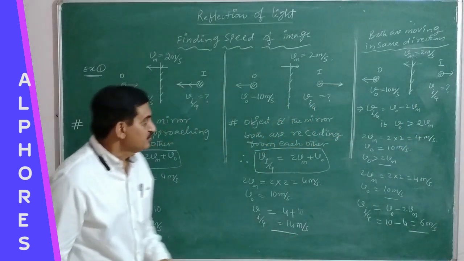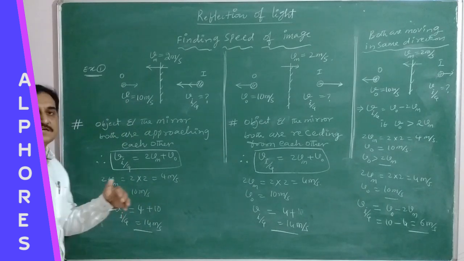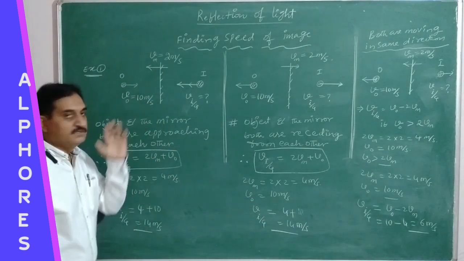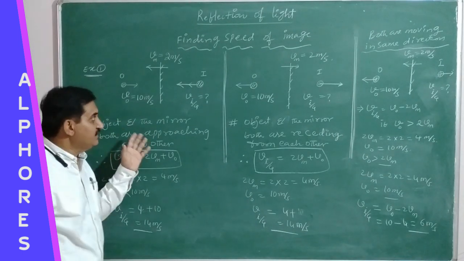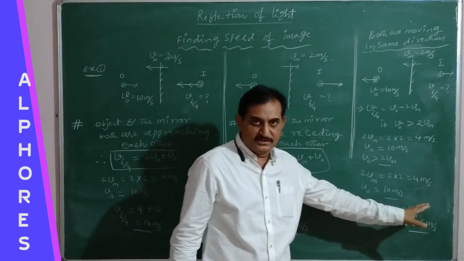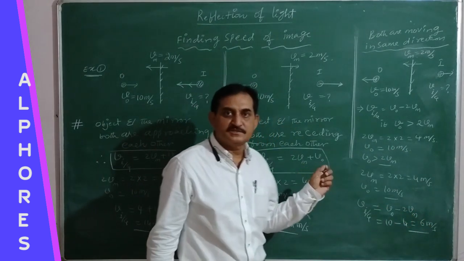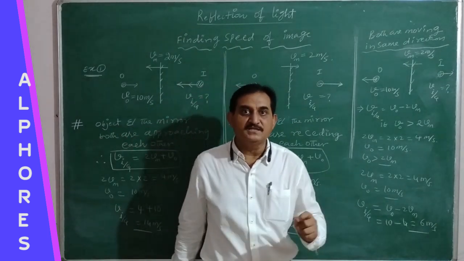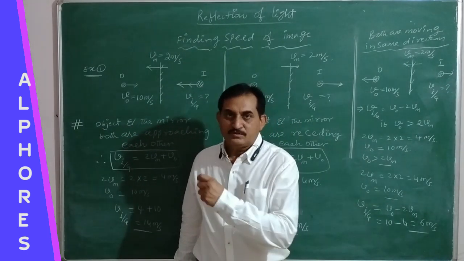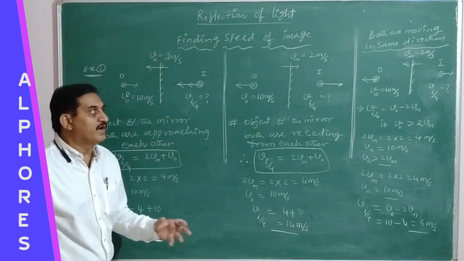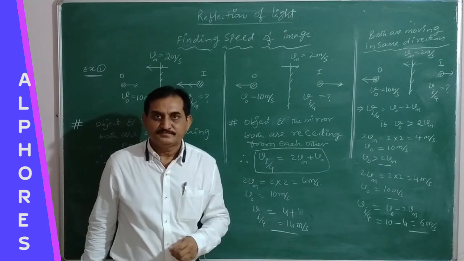Okay, clear? So this is the way we can solve the problems based on the object and the plane mirror, both approaching, both receding, and both moving in the same direction. Under the given circumstances, this is how we can estimate the final speed of the image in the plane mirror. So we clearly explained it over here. Okay, let us move on to another point.